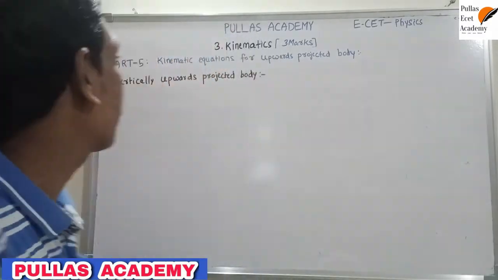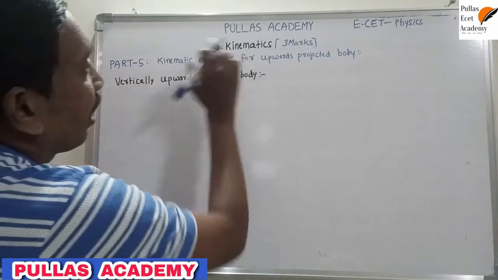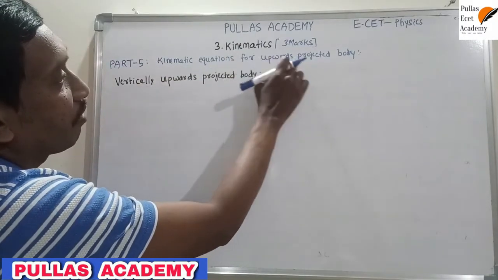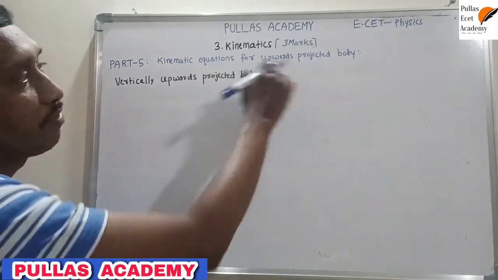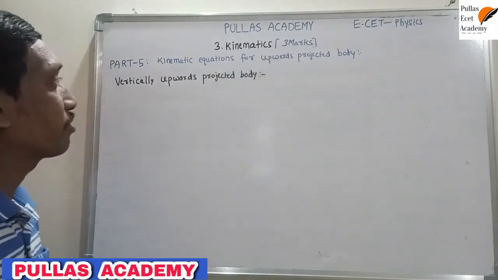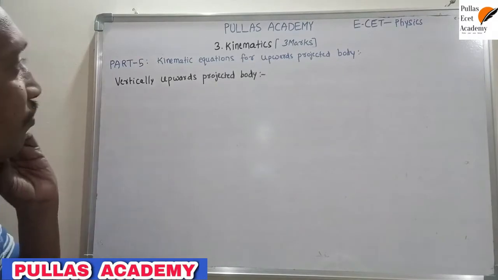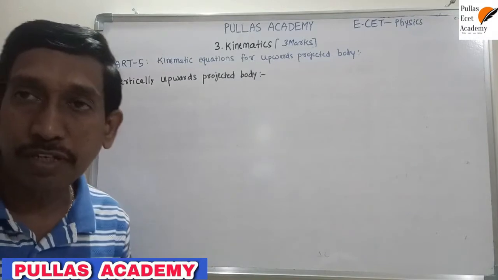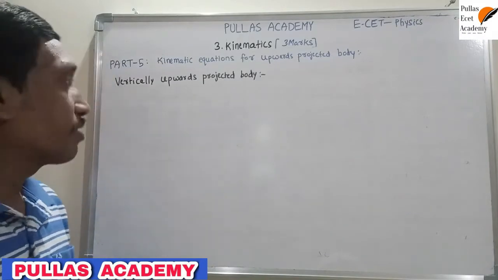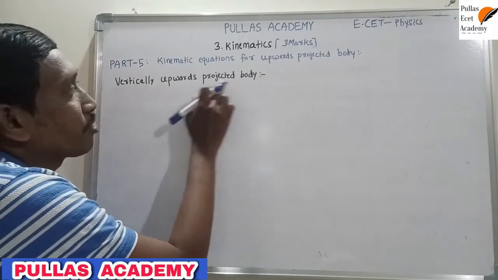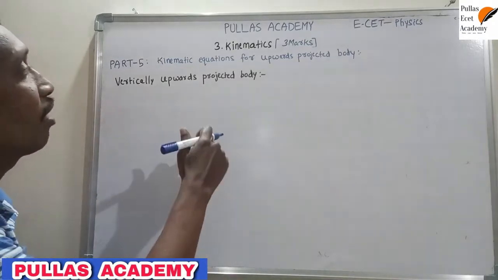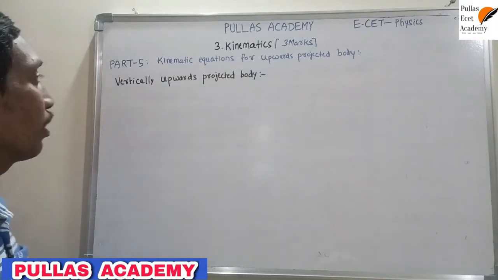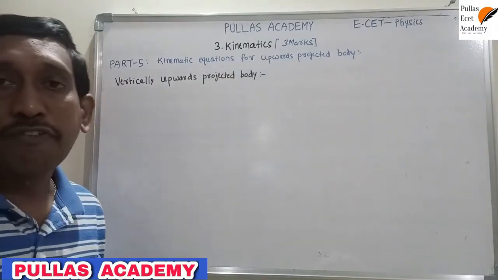Today we are going to discuss part 5 video in kinematics. In this video we will discuss the kinematic equations for an upwards projected body. After that we will discuss some more important parameters. So first we have to understand what a vertically upwards projected body is. After that we have to derive the kinematic equations for the upwards projected body. What is an upwards projected body?